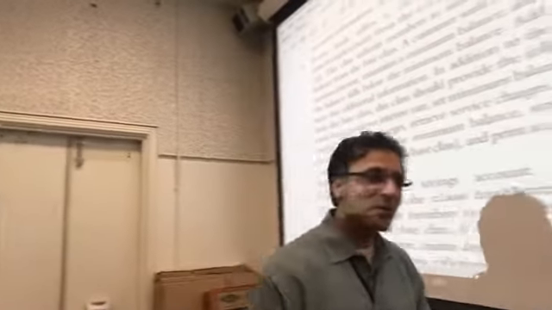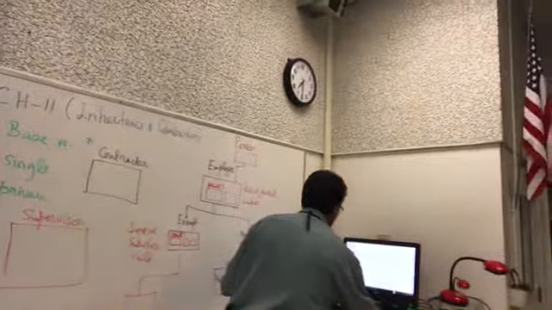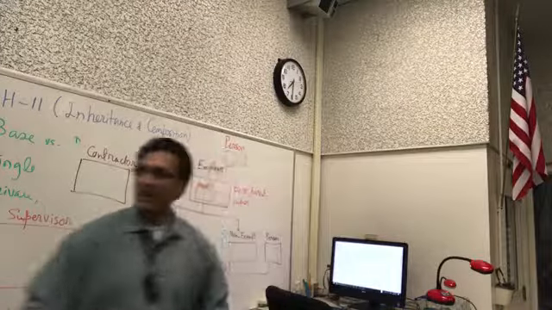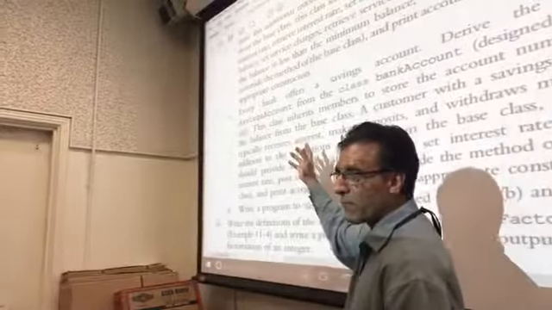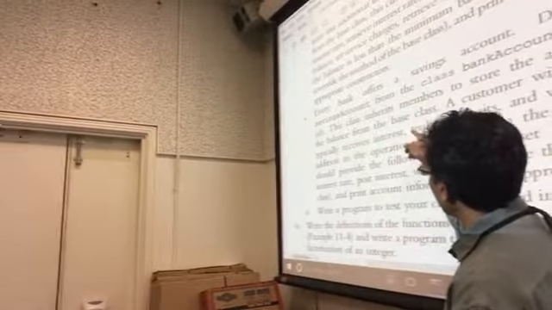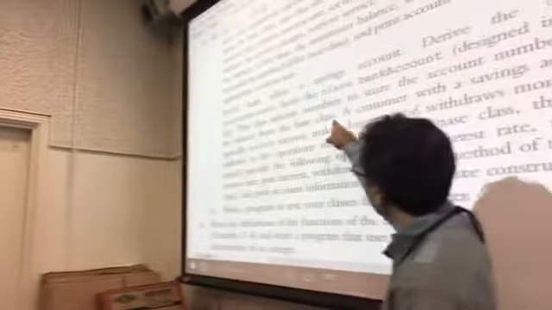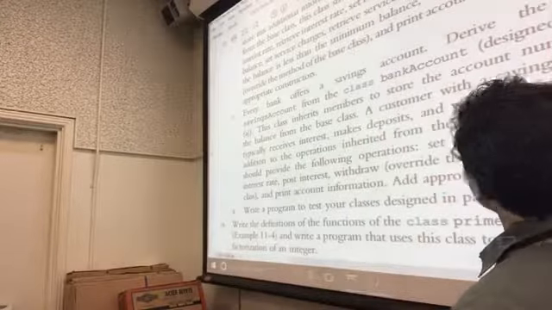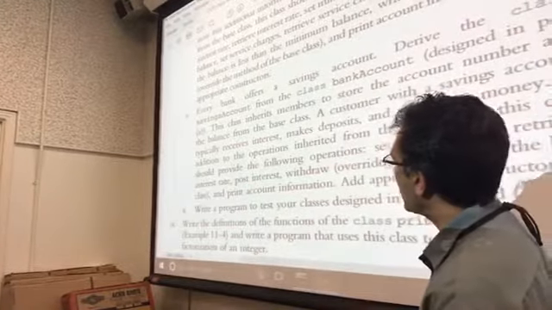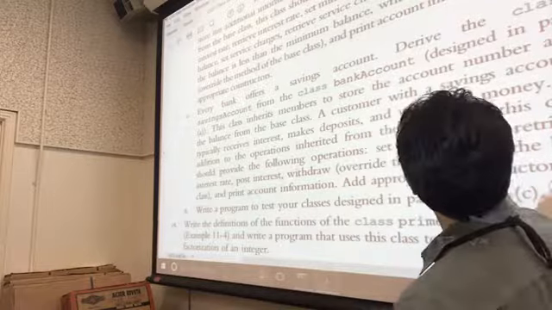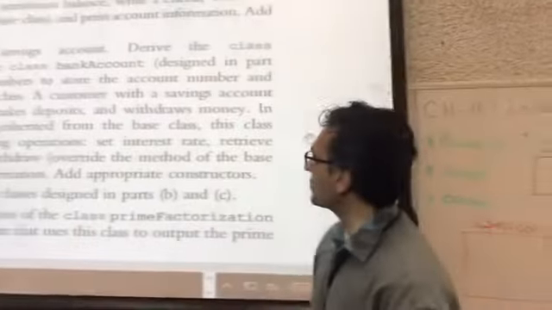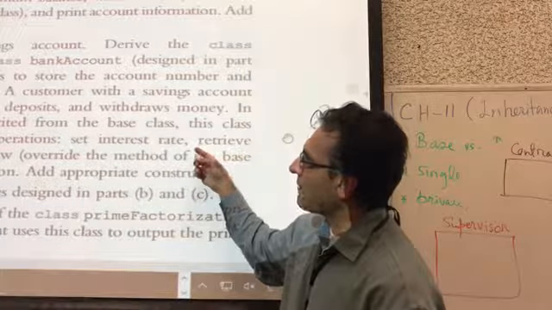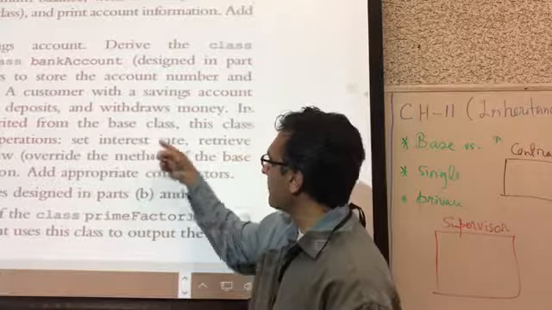C will be almost identical, but it will refer to savings account. So it's basically exactly the same thing. There are some variations because checking is different from savings. It will provide you some other things, but it tells you the same thing. A customer with a savings account typically receives interest, makes deposits and withdraws money, in addition to the operations inherited from the base class. This class should provide the following: set interest rate, return.